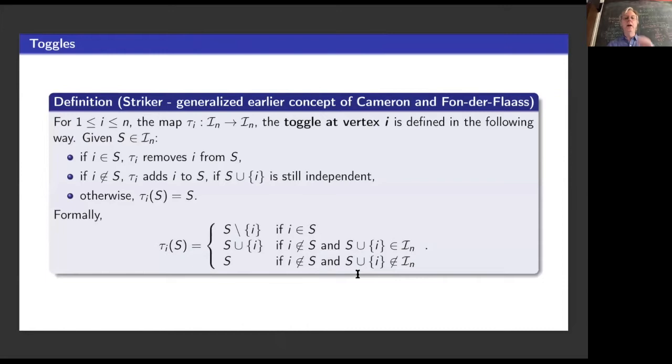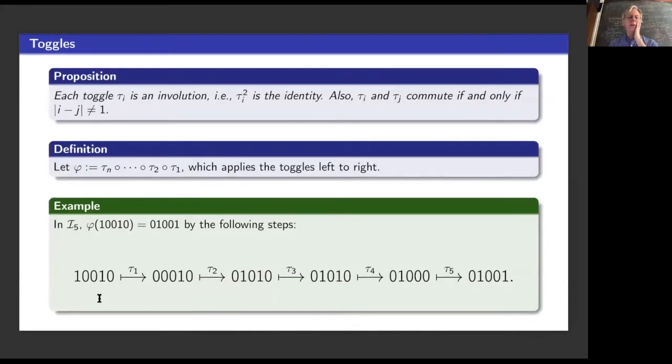And Jessica Striker, generalizing an earlier concept of Cameron and van der Vlas, talks about this notion of toggling. So here's the technical definition, but the idea is, let's look at an example. So if I toggle at a slot, since the first slot is in the independent set, I can take it out and I'll still have an independent set. That's a special feature of independent set toggling. And so this becomes a 0.